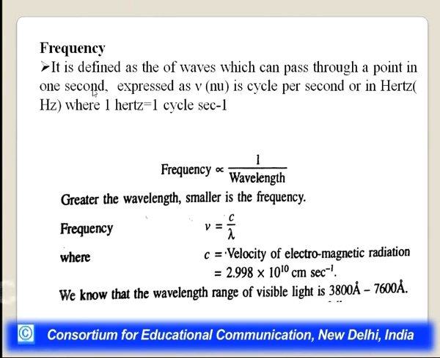Now, another characteristic of electromagnetic radiation is frequency. It is defined as the number of waves which pass through a point in 1 second, expressed by nu, in cycles per second or in hertz, where 1 hertz is equal to 1 cycle per second. You can see the formula: nu is C divided by lambda. C is the velocity of electromagnetic radiation, which is nothing but 2.9 into 10 to the power 10 centimeter per second. So we know the wavelength range of the visible range is 3800 angstrom to 7600 angstrom.